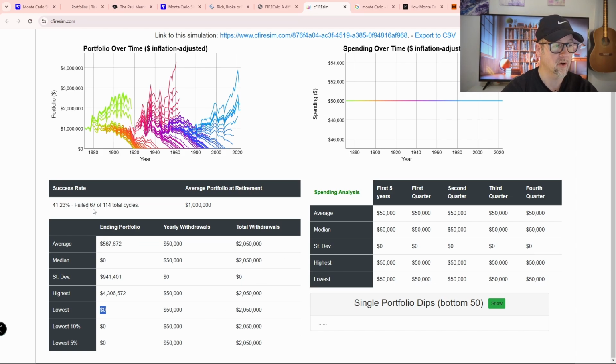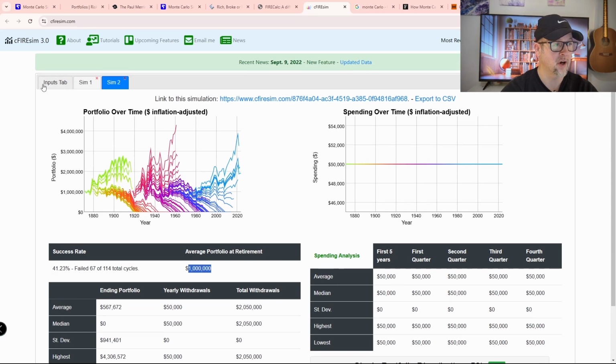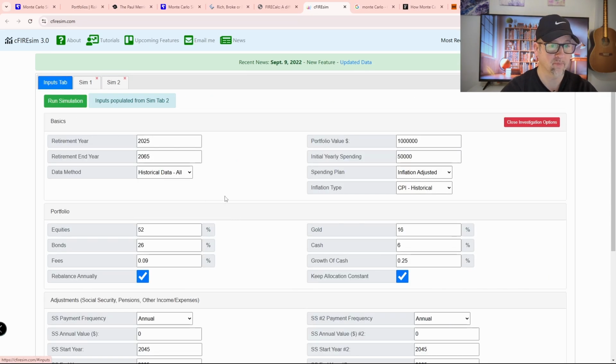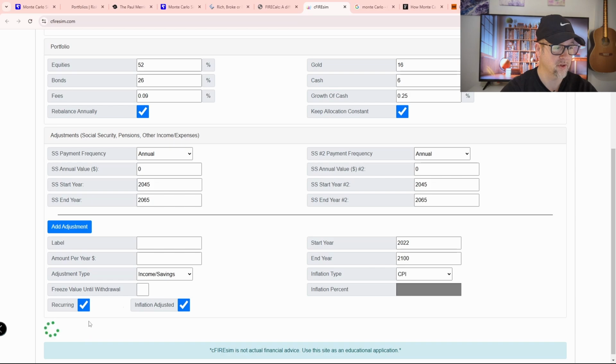So maybe we look at our success rate. It's only 41% success rate. So we are actually withdrawing over the 4% value. Where's it at? 5% of $1 million is 50,000. So let's change this to 40,000. So I'd put us into the 4% rule. Let's run that simulation.